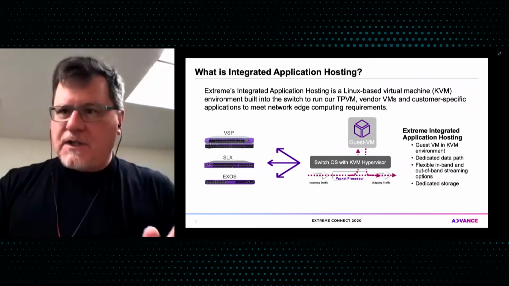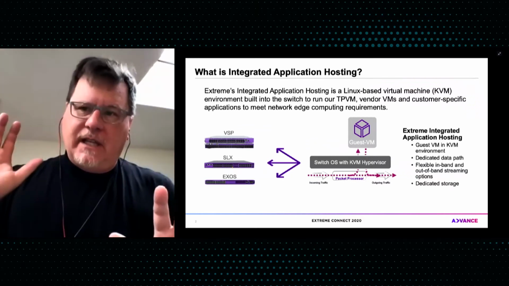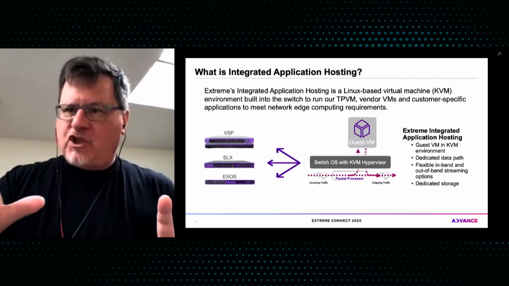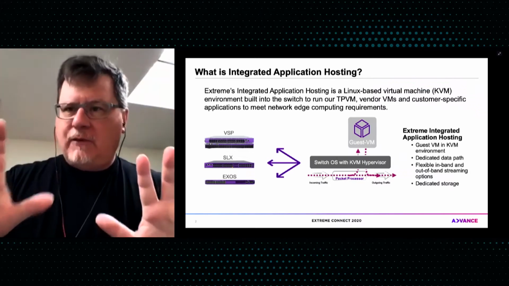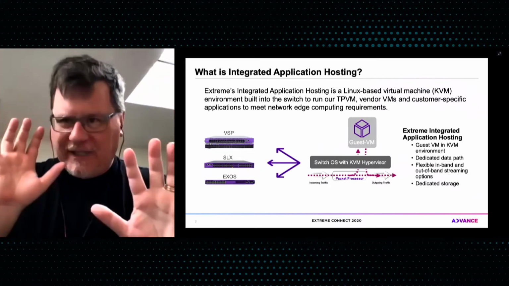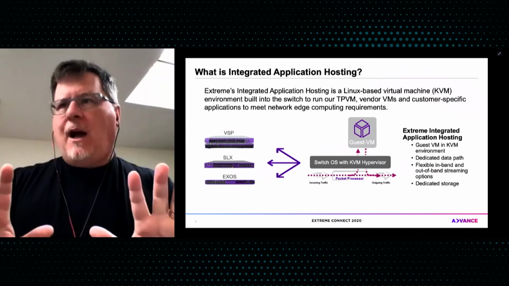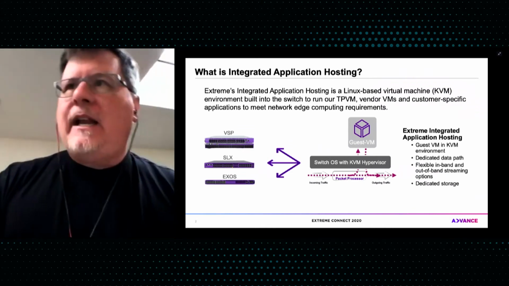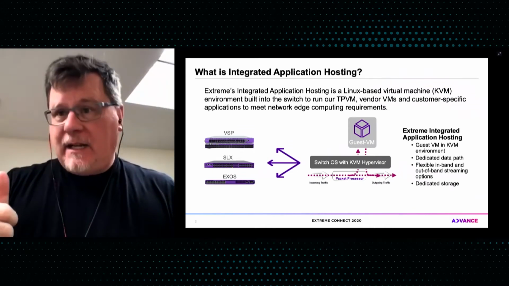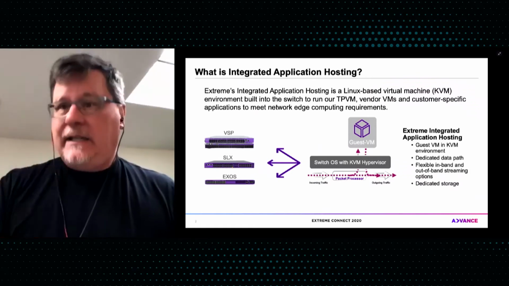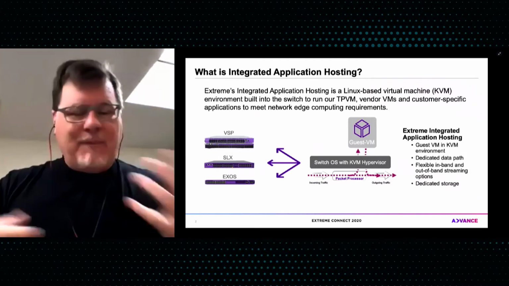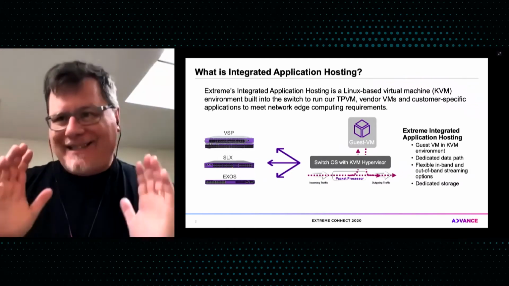And the way it works is we have the virtualization infrastructure running within the network operating system, but it is completely firewalled from that network operating system, yet it has a dedicated data path, at least one dedicated data path, flexible in-band and out-of-band options, and it's got dedicated storage.